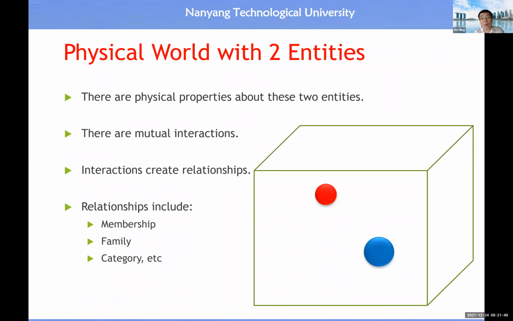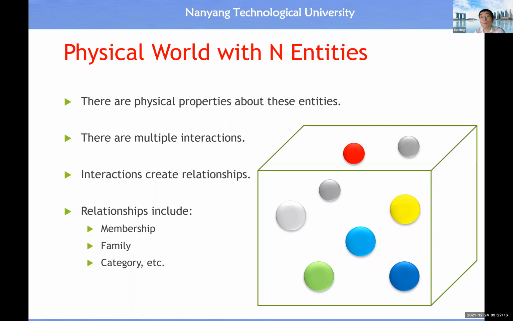And the interaction will create a relationship because they form a pair. A pair means there's a relationship, right? And the relationship includes membership, family, category, etc. So as long as there's more than one entity inside the physical world, then not only do we have a property, we also have a constraint. Then what happens if there are more than two entities in the physical world? Then there should be the existence of entities plus interaction among the entities, and the interaction will create relationships, etc. So it makes sense.